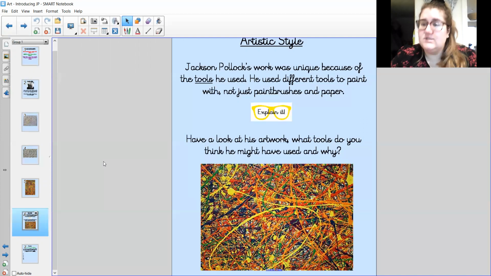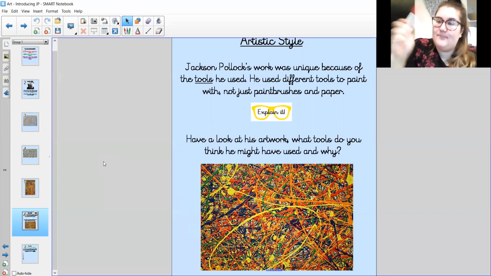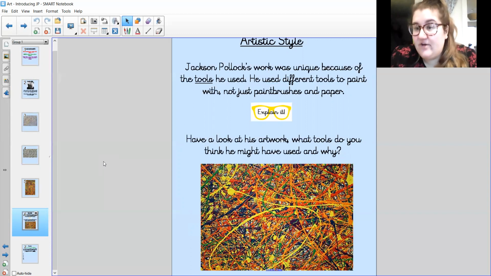Okay, so by tools, a paintbrush is a tool. Okay, if you're painting with a sponge, that is a tool. If you're painting with a pen, like you might dip your pen in some paint and flick it. You could even paint with a toothbrush. You could dip your bristles in it and flick it, but I would suggest getting a new toothbrush if that's the one you use to do your teeth. Okay, so the tool is just what you use. What's a tool? What you use. Okay, so he used different tools to paint with, not just paintbrushes and paper.